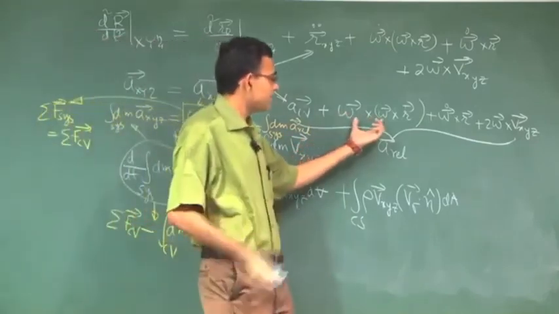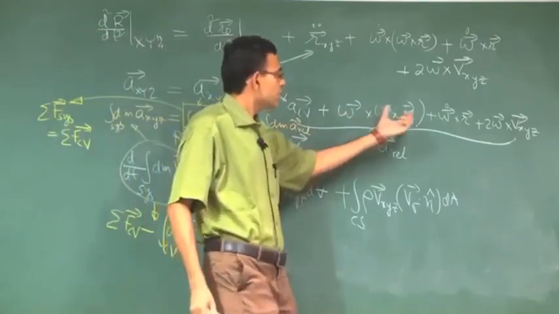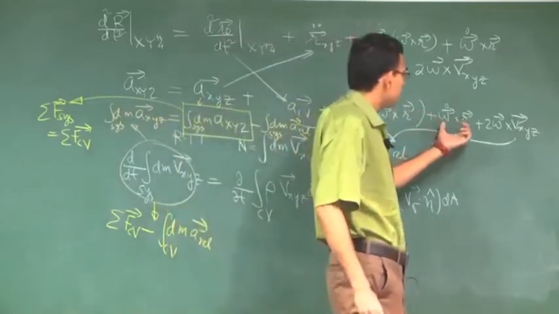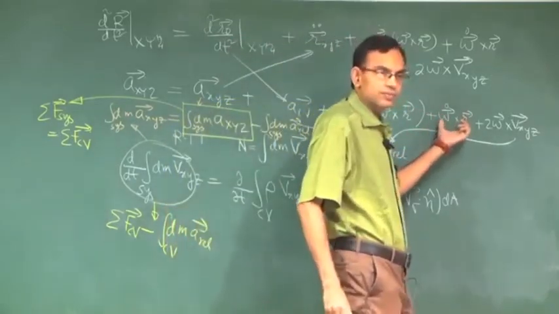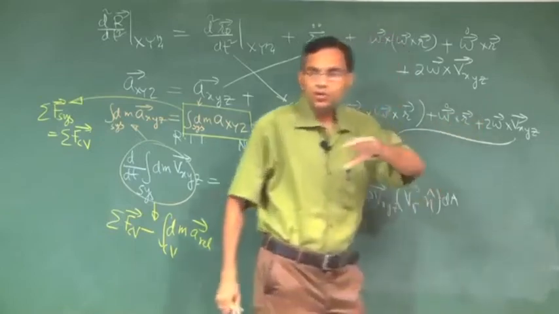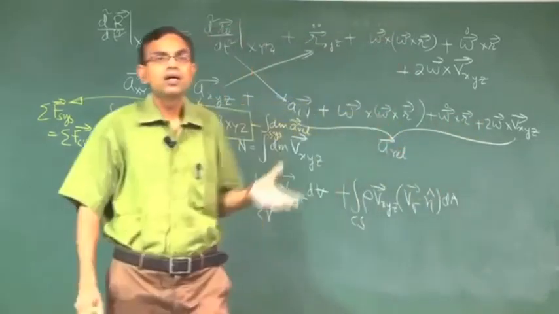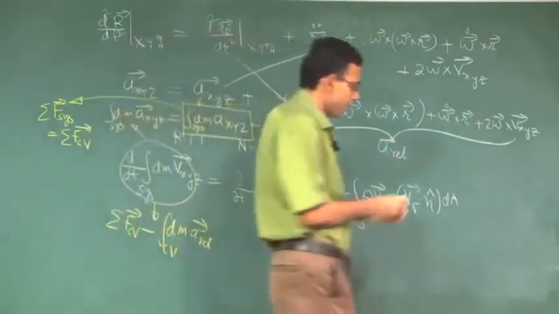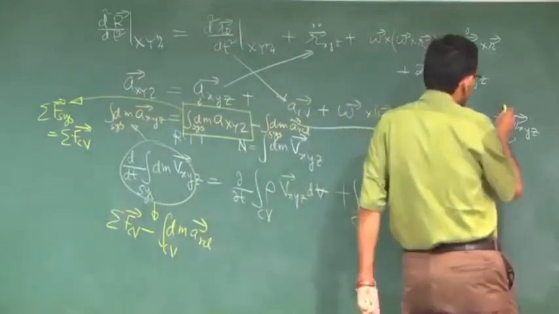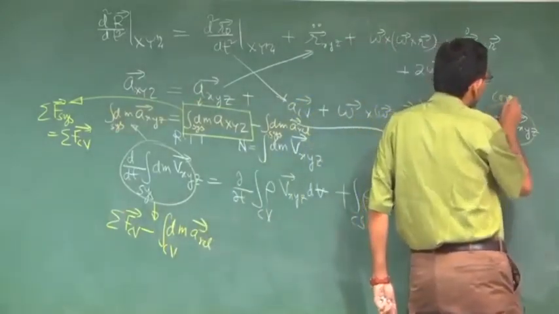The next one is called the Euler force. This is the force due to angular acceleration of the reference frame. And the final one is very interesting, it is called the Coriolis force.